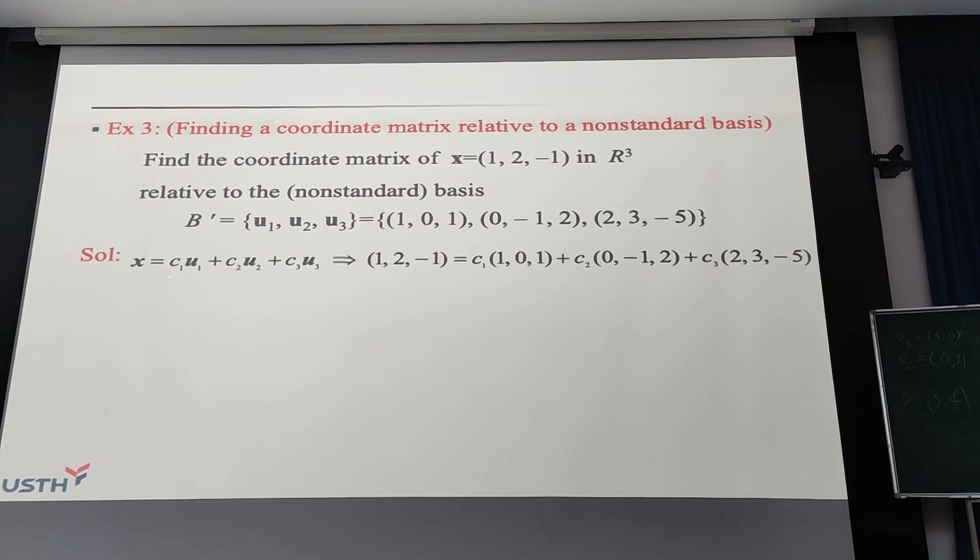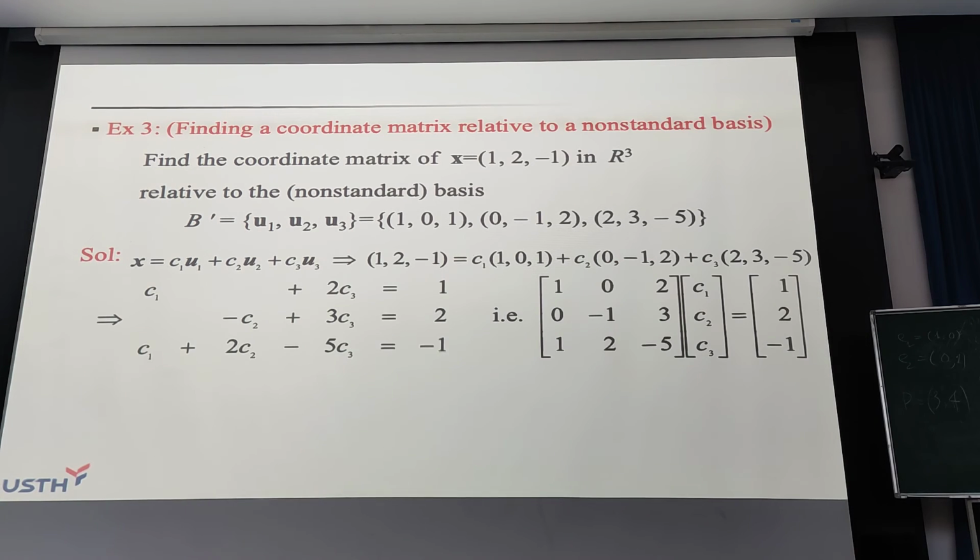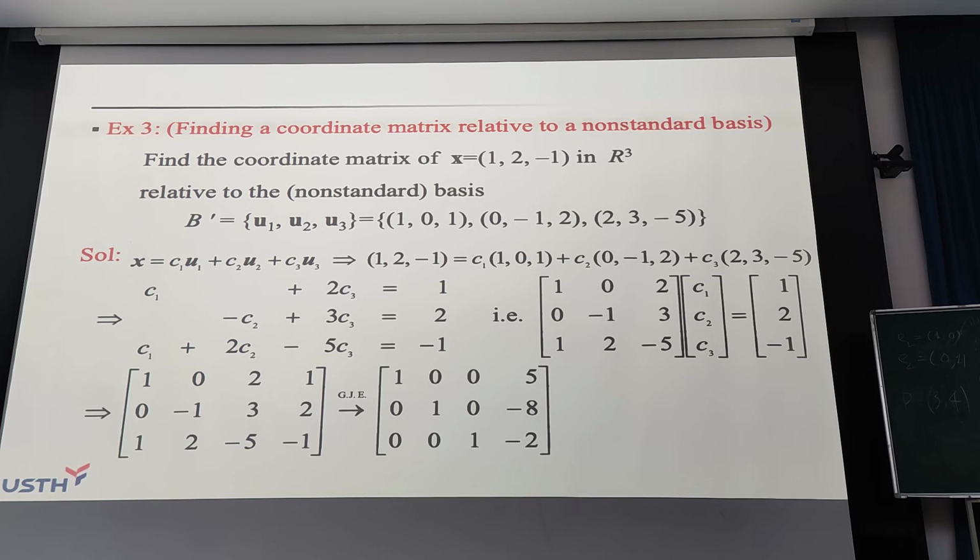You need to find the linear combination like that. X must be equal to C1 U1 plus C2 U2 plus C3 U3. Or you get that one. X to be that, U1 to be that one, U2 to be here, and U3 to be here. And you need to find the numbers C1, C2, and C3. That will give you a system of linear equations like that. And to solve it, you get the following things.